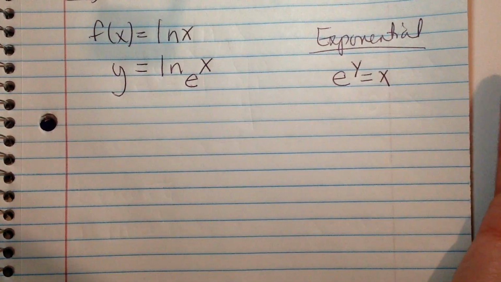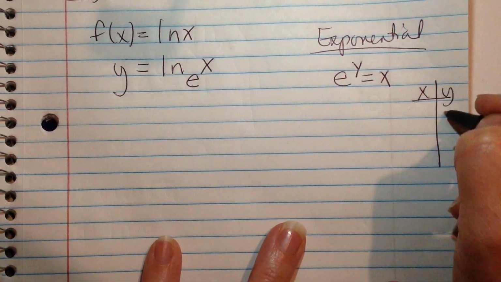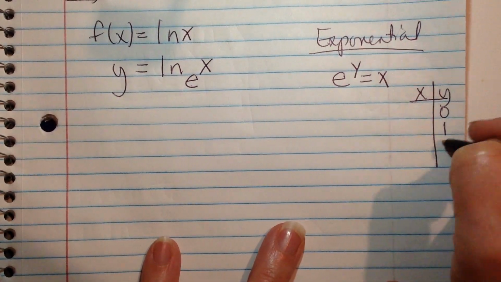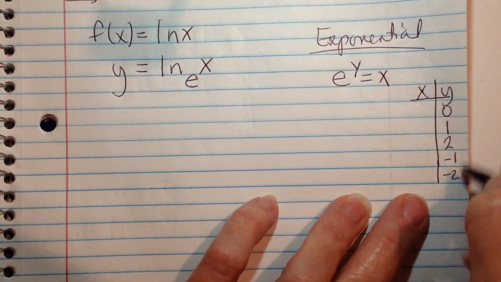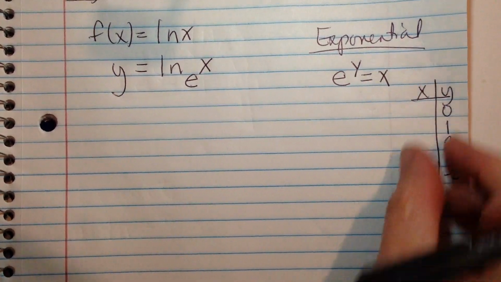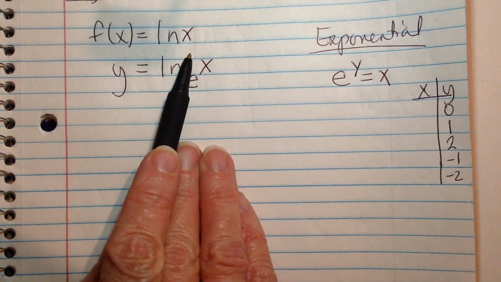Now, I'm not going to graph this. I'm just going to talk with you about it. We would use a table, and we would pick our y's and plug them in one at a time and get back our x's. And we would use this to graph f of x equals ln of x.